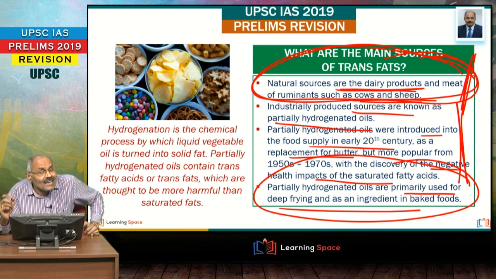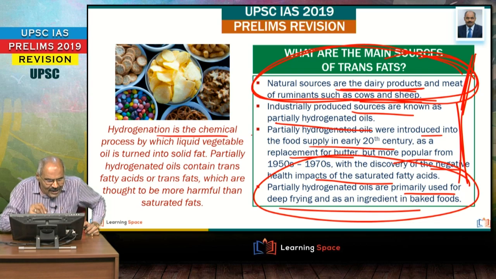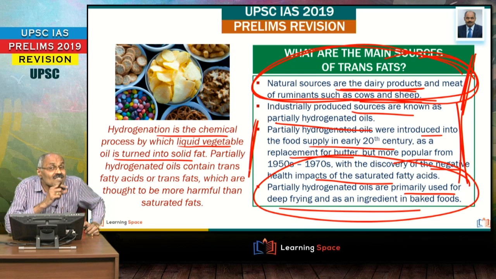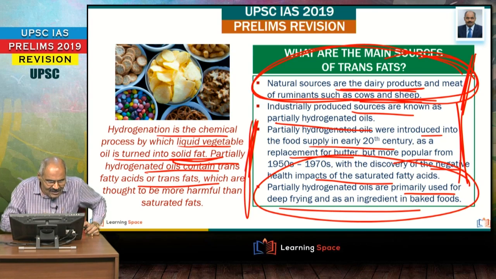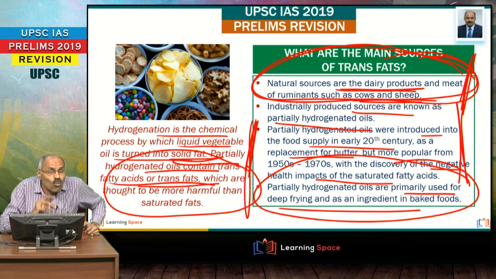Please don't forget. And how these trans fats are artificially produced, that is also very important from your examination perspective here, through the hydrogenation process. That's why these are called partially hydrogenated oils. That means hydrogenation is the process in which liquid vegetable oil is converted into solid fat, right? So partially hydrogenated oils contain trans fatty acids or trans fats, right? And they are thought to be more harmful than saturated fats.